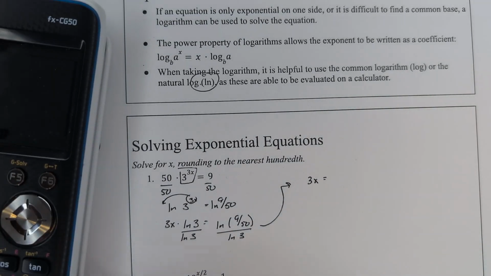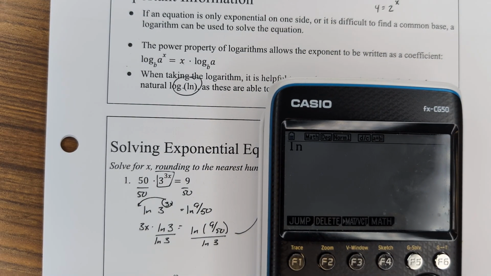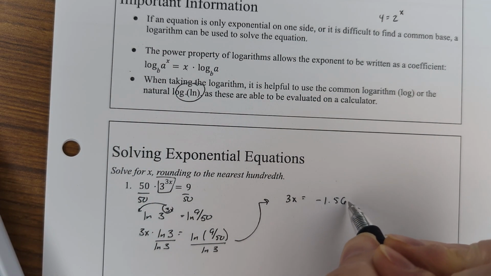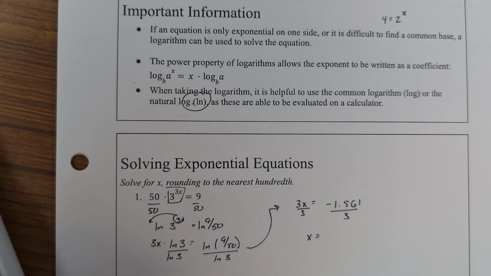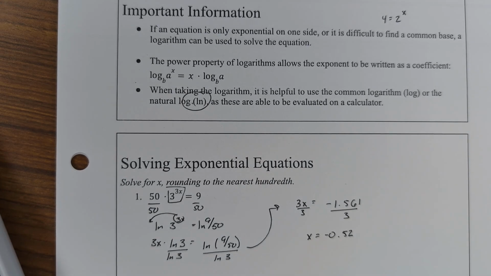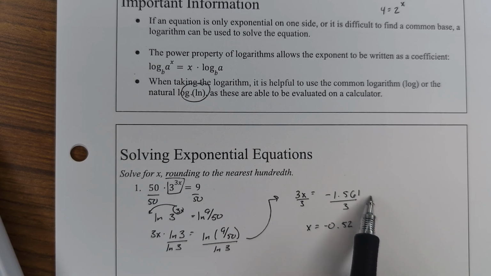So what I do is I come to my calculator. ln of 9 over 50, remember the fraction bar is just division, divided by ln 3, so negative 1.561. We know a value. Now, even though we have a decimal, it's just one step here, so divide both sides by 3. Round to the nearest hundredth, so negative 0.52 would be my solution. On these intermediate steps where you have decimals, you probably want to carry at least 3, if not 4 decimal places, just to make sure you have enough to round correctly at the end.